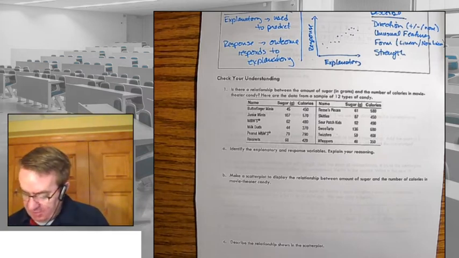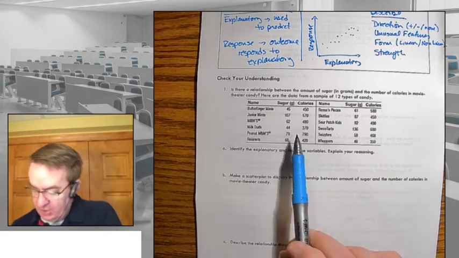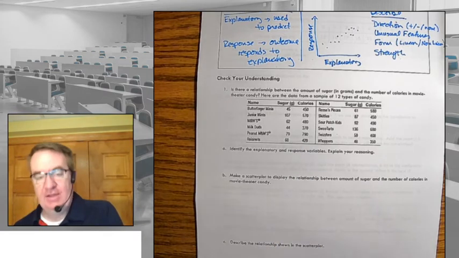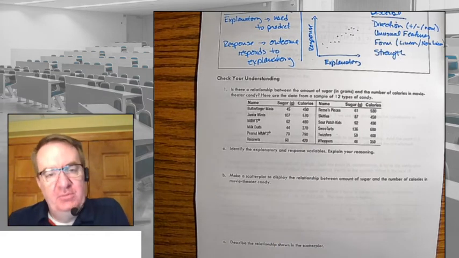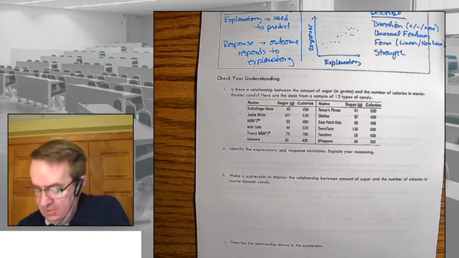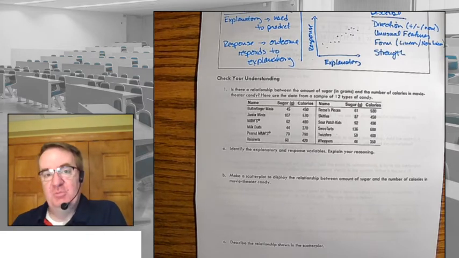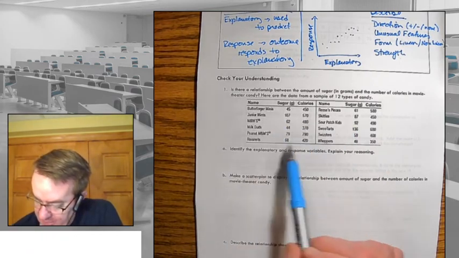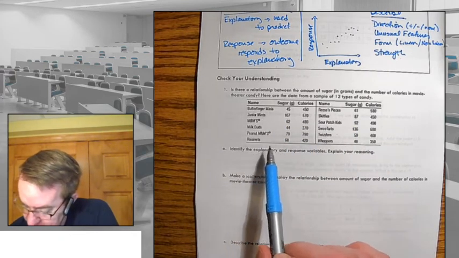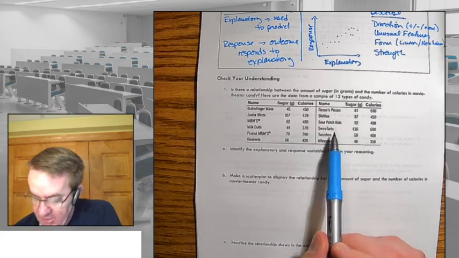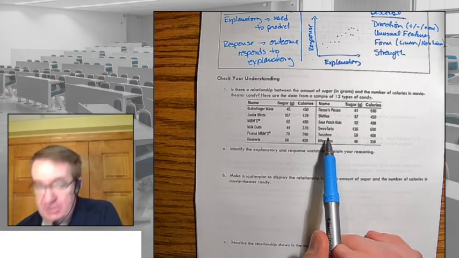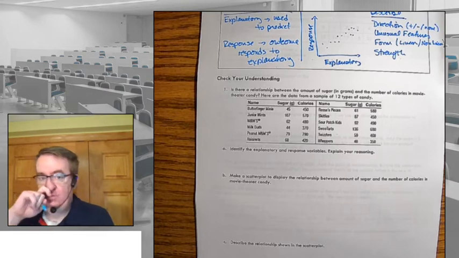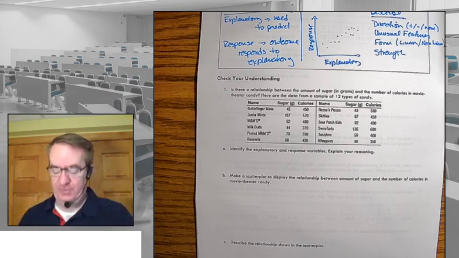So identify explanatory and response. Is there a relationship between the amount of sugar and the number of calories in movie theater candy? Now, obviously, yeah, probably. But it's good to know exactly how the things work, because obviously other things can contribute to calories. So here's samples from 12 types of candies. Find your favorite. Skittles are good. Sour Patch Kids are good. Twizzlers, especially if it's the pull and peels.